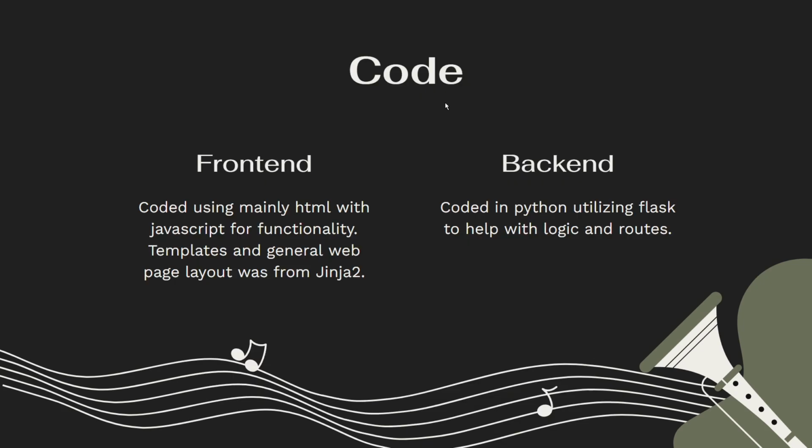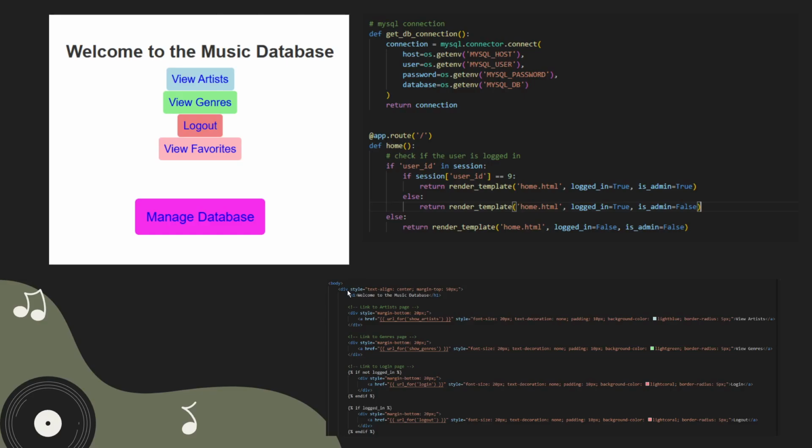So the code I used for the front end was mainly coded in HTML with some JavaScript for some functionality, and the templates and general web page layout were from Jinja 2, and the backend was coded in Python utilizing Flask to help with logic and routes. So let's take a look at the website. This isn't my live demo, but I'll just be going over some of the code.